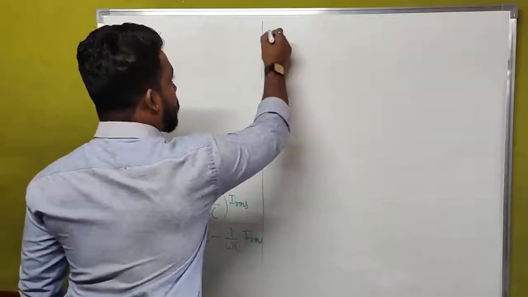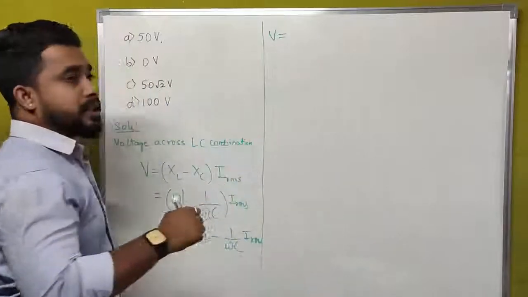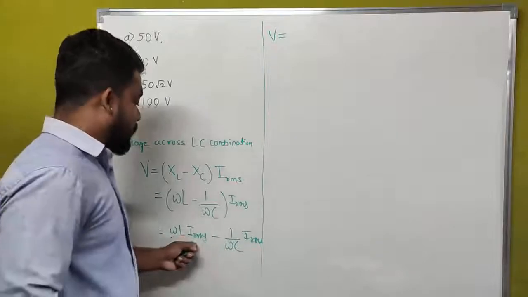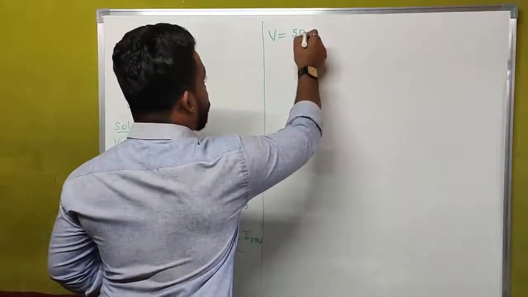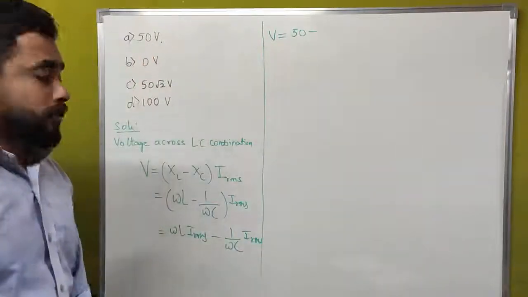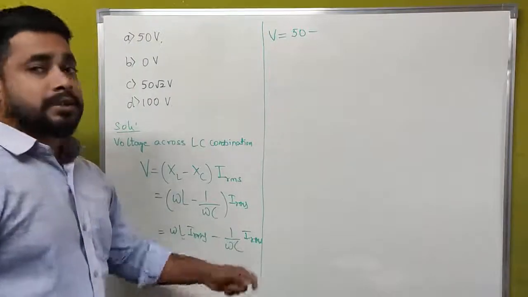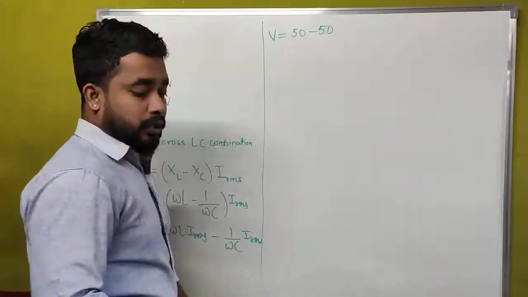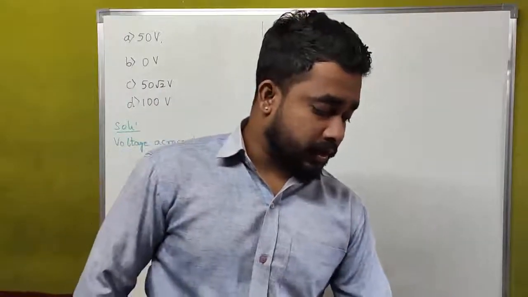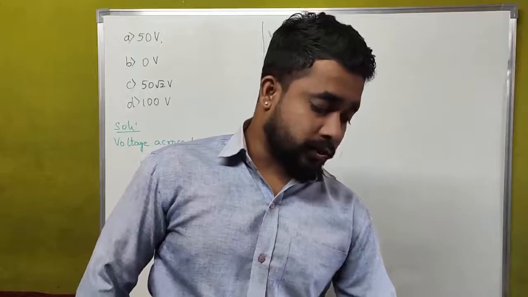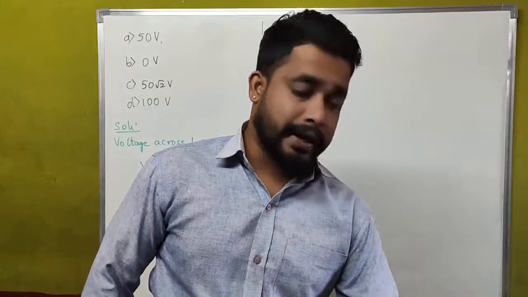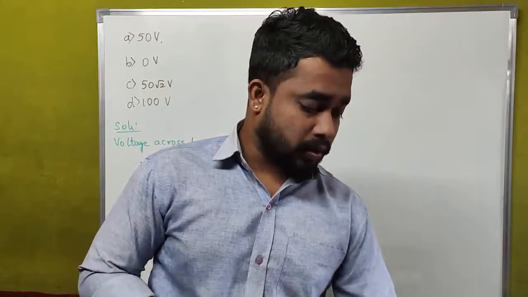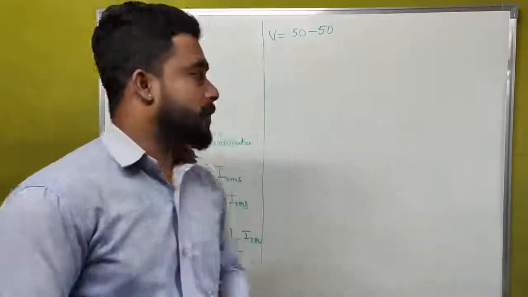Here what we want is the voltage across the LC combination. The voltage across the inductance is also 50 volts. The voltage across the capacitance is also equal to 50 volts. In our question, he has clearly said that the voltage across each of the components L, C and R is equal to 50 volts. Then the voltage across the LC combination will be? This is what we have to find.